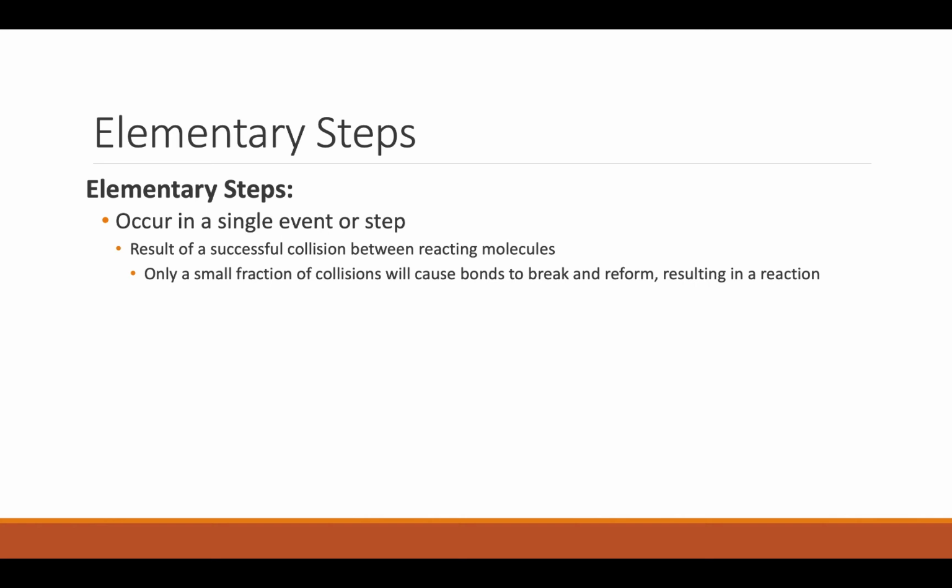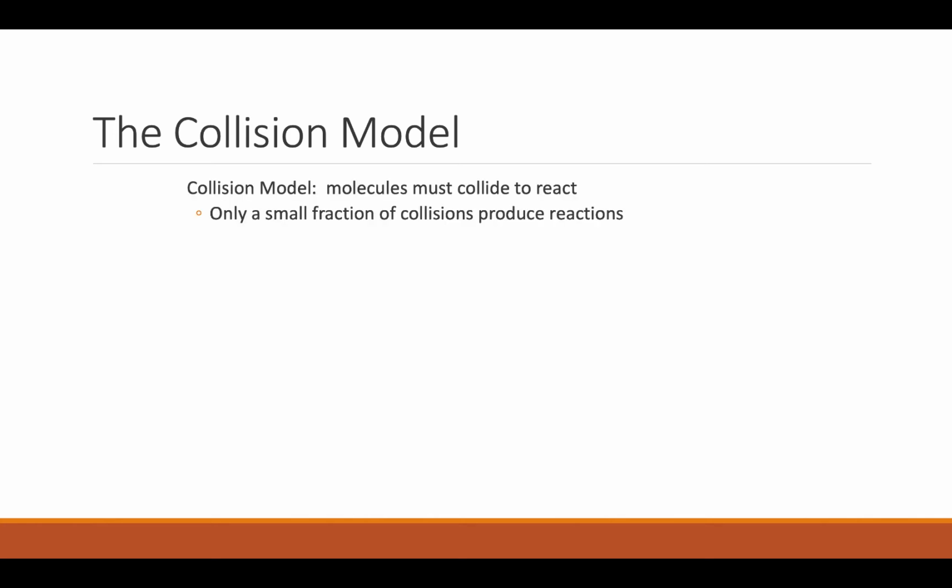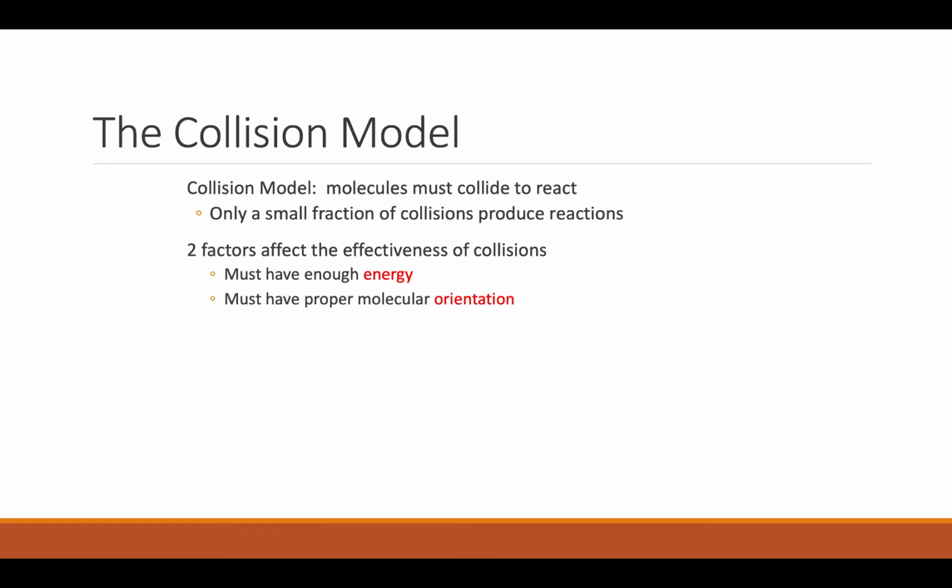For this, we need the collision model. The collision model basically says that molecules have to collide to react, right? And remember that only a small fraction, again, of those collisions will be successful. There are two factors that determine whether the collision will be successful, will be effective, will produce a reaction. The first is the collision has to have enough energy, and the second is the molecules have to have the proper orientation.